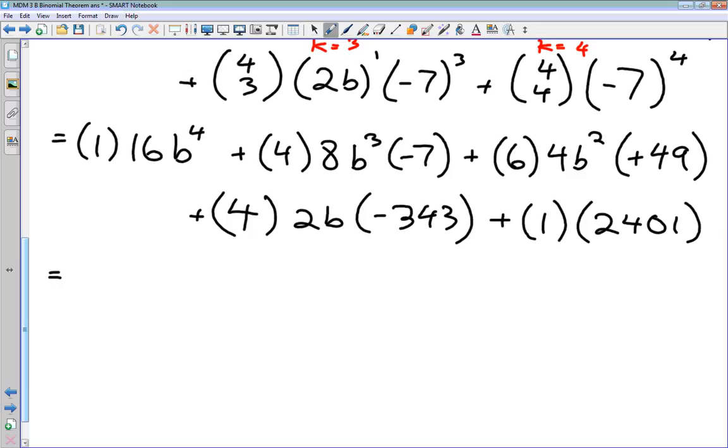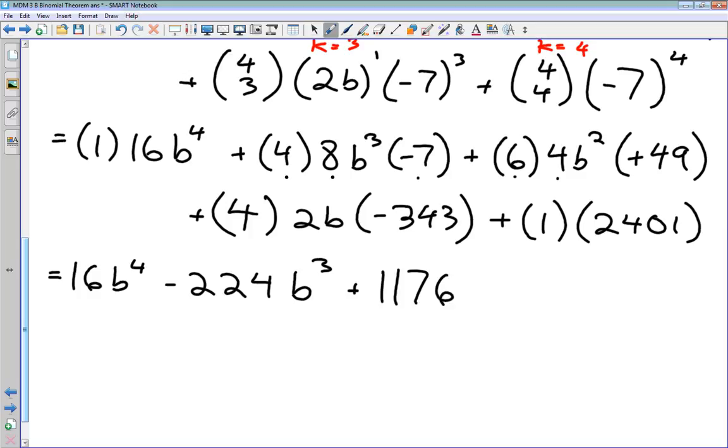Our final step is just going to be multiplying all of these numbers in each of the terms together to get our final coefficients. So in our first term here, we've got 1 times 16, so it's just going to be 16b to the power of 4. In our next term, we've got to multiply the 4, the 8, and the negative 7 together to get negative 224 b cubed. Our next one, we've got to multiply the 6, the 4, and the 49 to get 1,176 b squared.